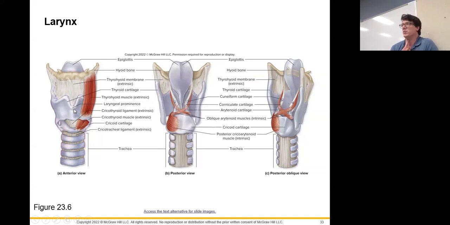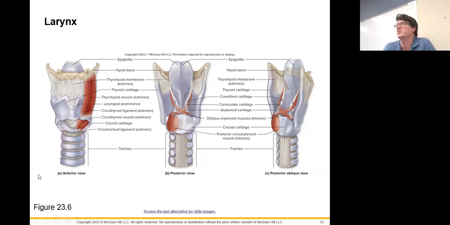That point is your laryngeal prominence, also known as your Adam's apple. Now, this is going to be larger on males than it is on females, but that does not mean that women do not have an Adam's apple. If you feel your throat, you will find a bump at the top of your throat. That bump is your laryngeal prominence on your thyroid cartilage. It's just a little smaller on females than it is on males.